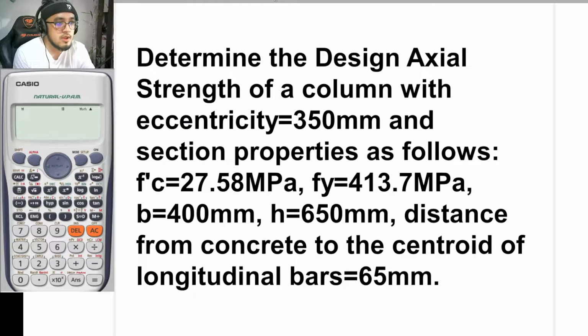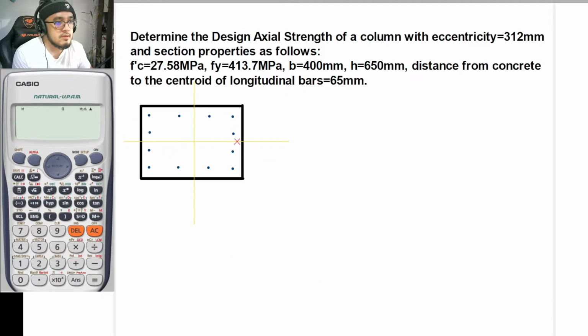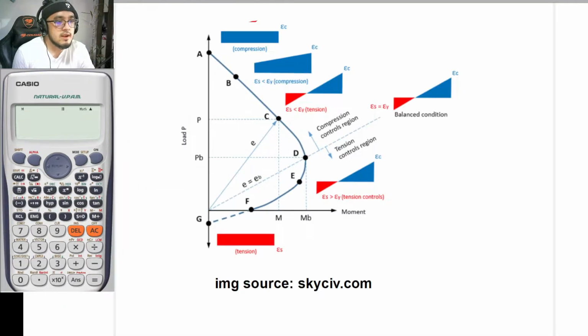Once again, we wouldn't be making use of that method any longer because, of course, we would be making use of an interaction diagram this time. So what is an interaction diagram in the first place? This one right here is one example of an interaction diagram.